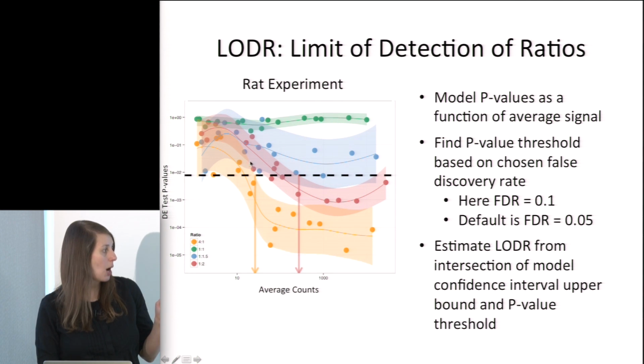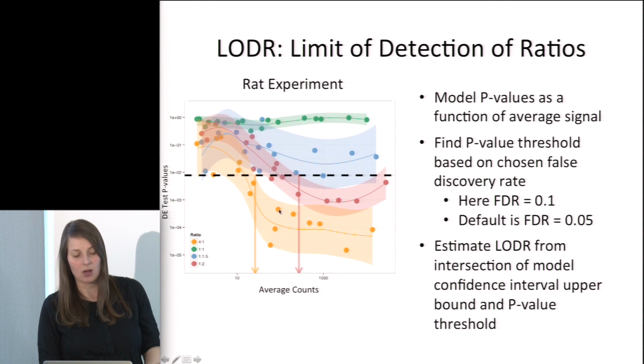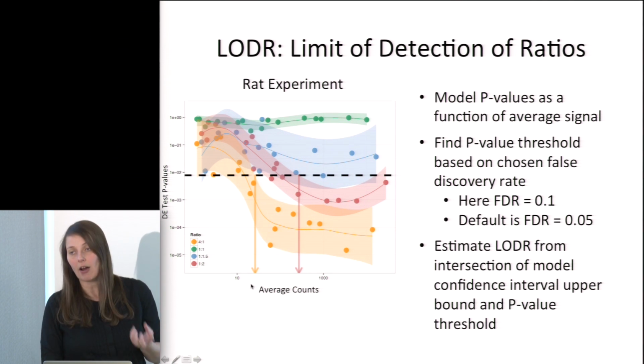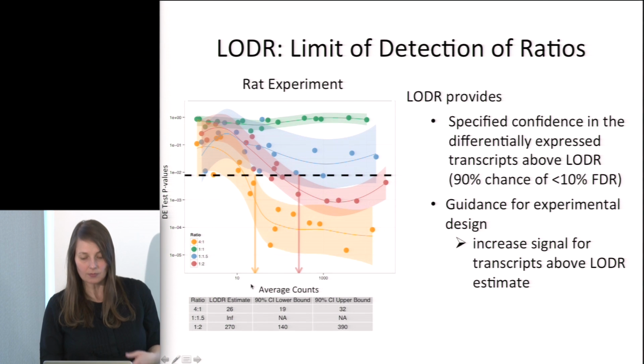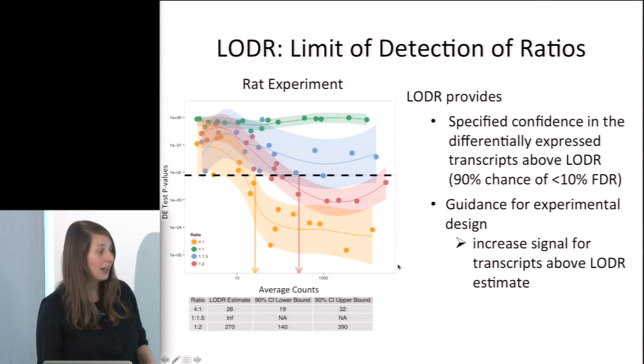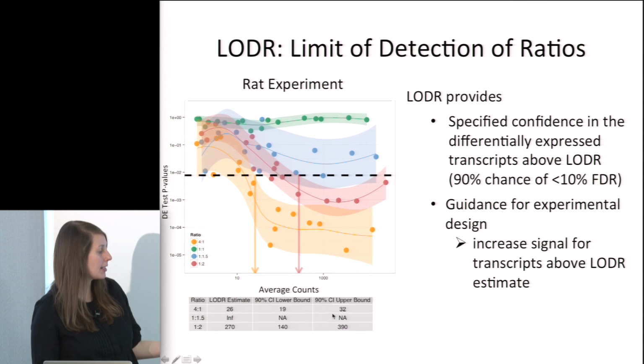So here, this top part of the confidence interval around the 4-to-1 model function, we find where that intersects this black dashed line that represents the p-value threshold. And that count value is our LODR. And the dashboard automatically calculates this value for you and annotates it in a graph, or in a table at the bottom of the graph.